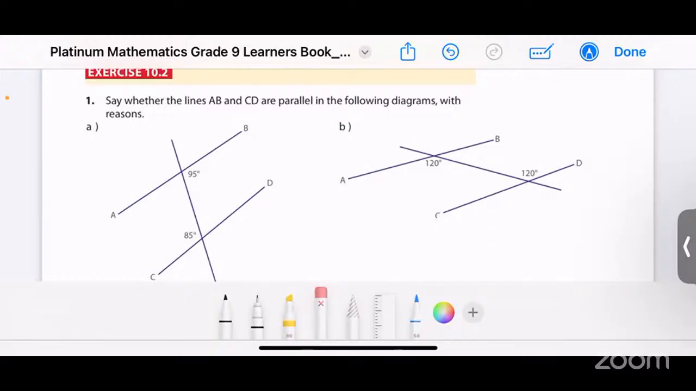Another one, what do you think? Ma'am, I also think the alternate angles, ma'am. Remember, when we form alternate angles where there's a 95 there and an 85, they must match. Remember, alternate angles, they form a Z or an N. Are we agreeing? Yes, ma'am. So our angles are matching.